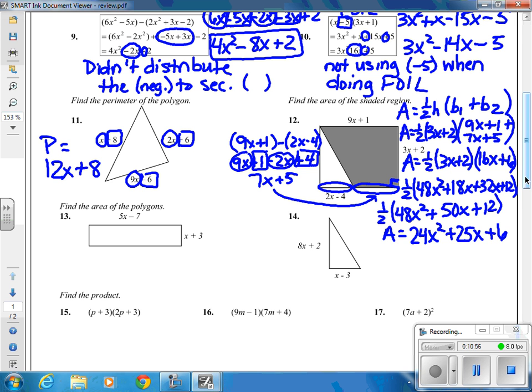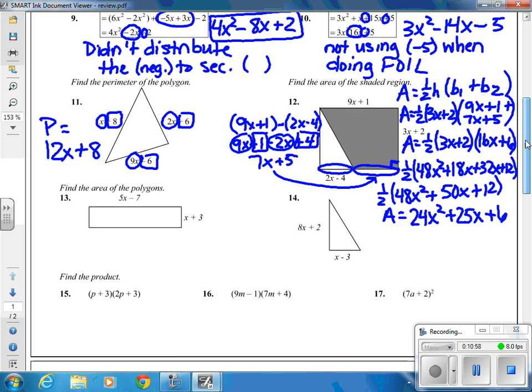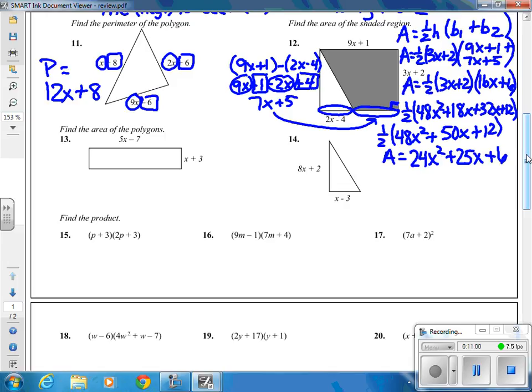For 13 and 14, it is still area, but they are simpler shapes, not complex ones, so it is standard formulas. For number 13, the area formula for rectangles is length times width. So in this case, you're going to take 5x minus 7 times x plus 3, and once you get done with FOIL, you will have your final answer.